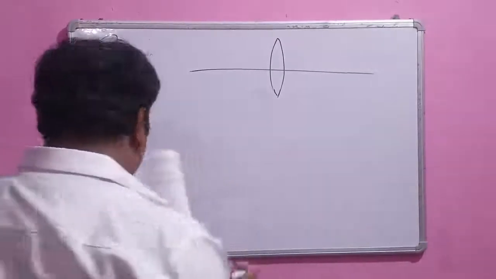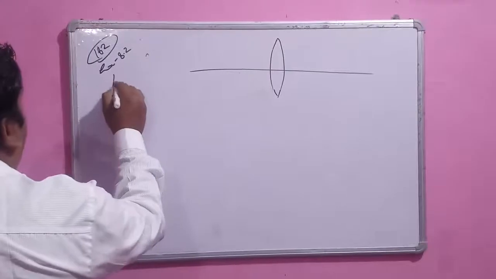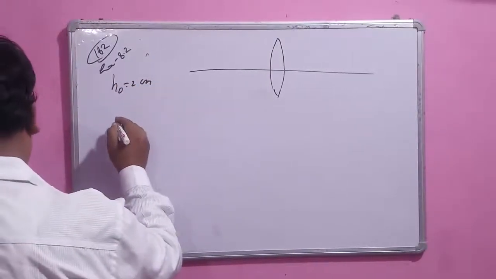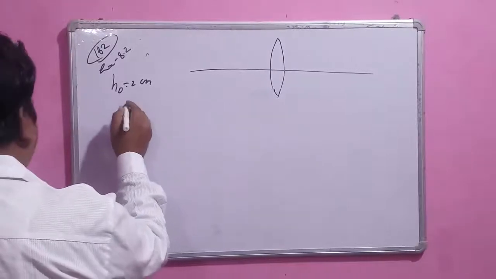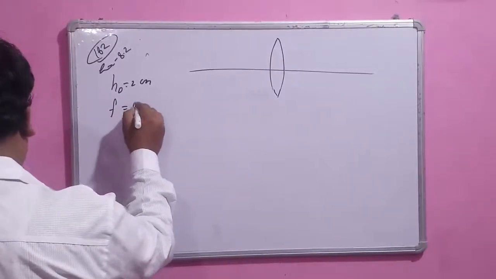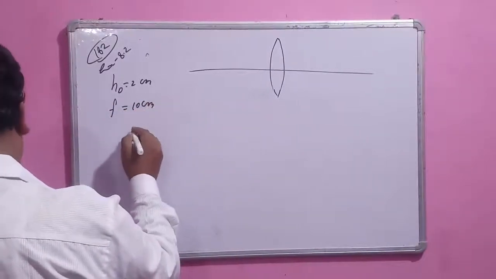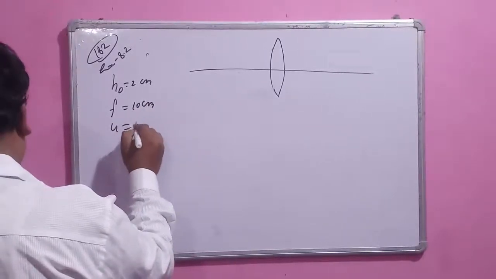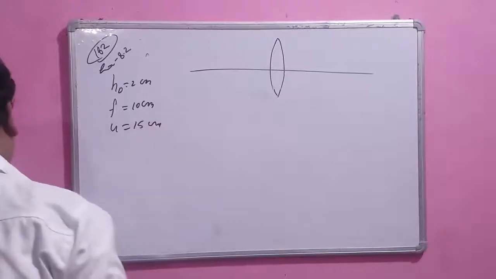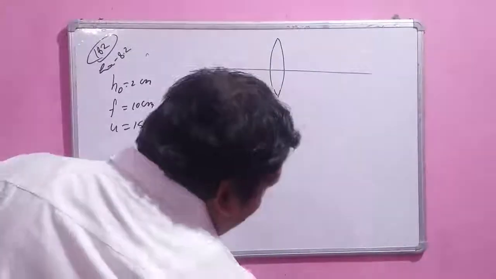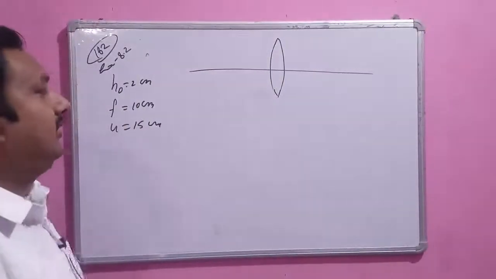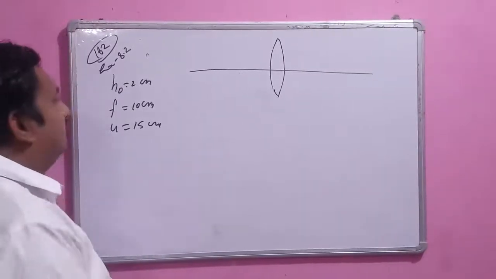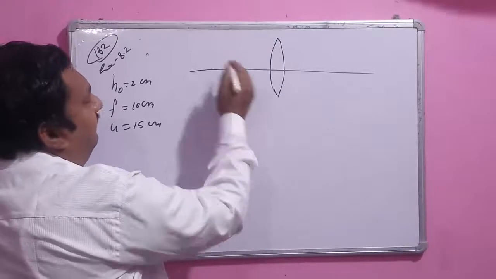Okay, so first I have to write the data. Here the height of the object is 2 centimeter, the focal length of the lens is 10 centimeter, and the object distance from the lens, u, is 15 centimeter. For that we have to find the image distance. Now first thing, we assume that the object is placed to the left of the lens.